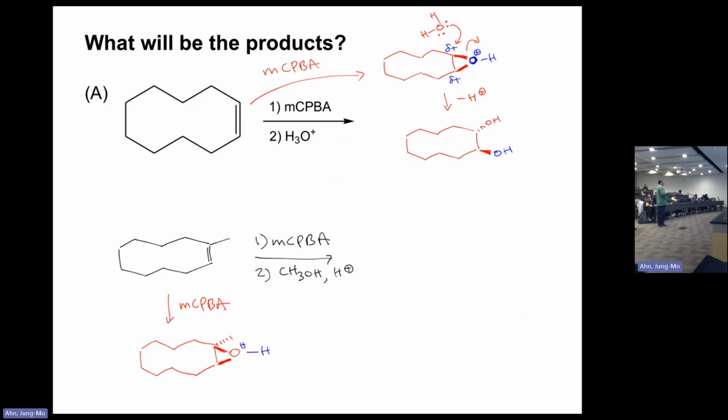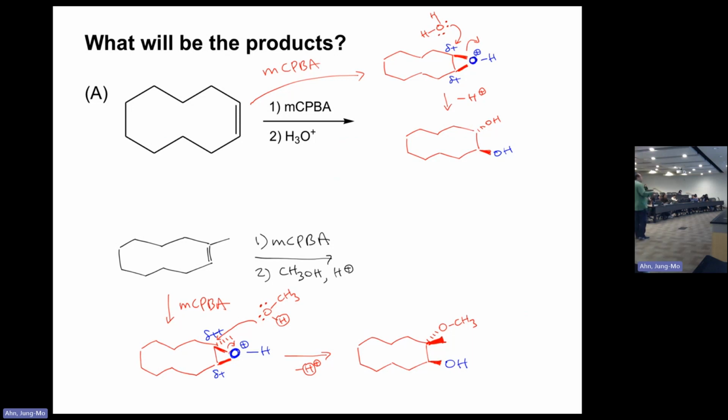That's going to be protonated in the second step. Then, because the oxygen is protonated, it pulls electron density from these two carbons. But the more substituted side will lose more density than the less substituted side. And the more substituted carbon is the one that gets attacked by the nucleophile, which is an alcohol, because we do this in alcohol solvent, not water. So the alkoxy group is going to sit on the more substituted side, like this, and then the OH goes to the less substituted side.